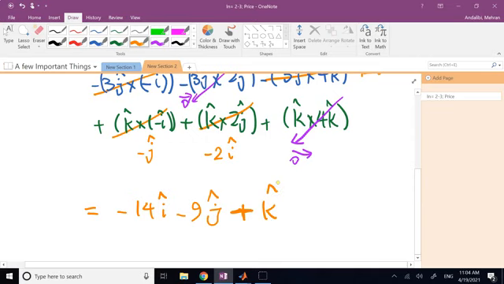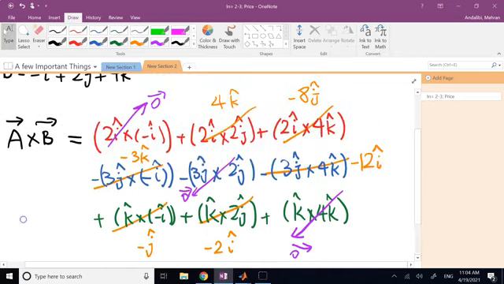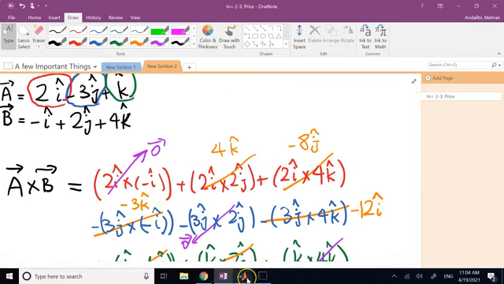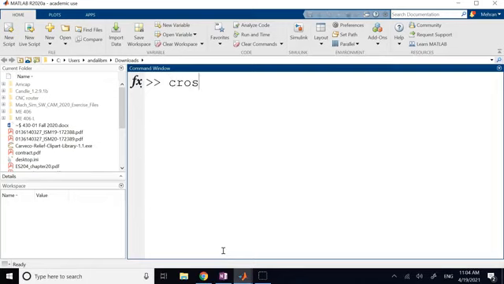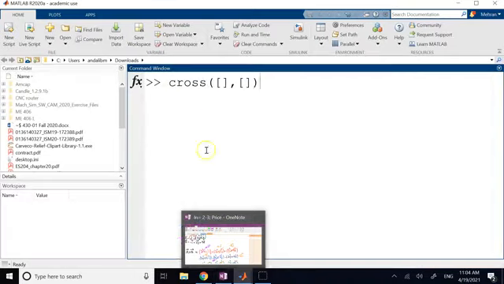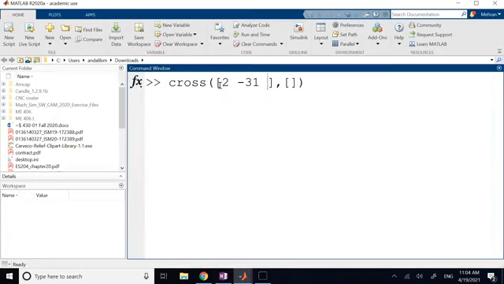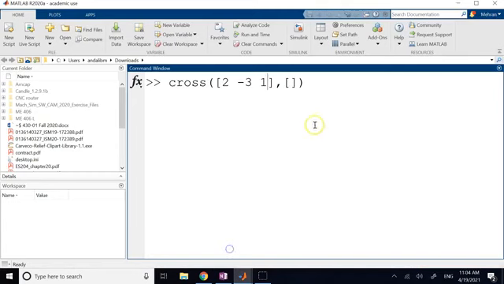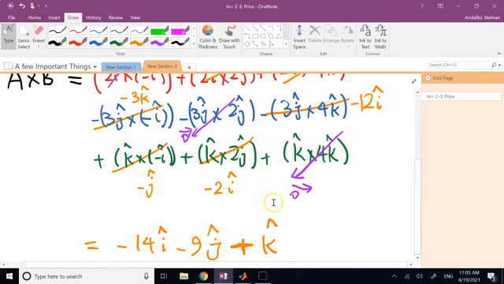And that's the result, right? This is what you do in the beginning when you do physics. And if you want, you can check it with MATLAB, right? In MATLAB, there is the command cross. So you have 2, negative 3, and 1. You say, what is the cross of vector A and vector B, where vector A is, as you can see, 2, negative 3, 1, and vector B is negative 1, 2, 4. And you will get the result that we got, negative 14, negative 9, and positive 1, correct? So you can check it.